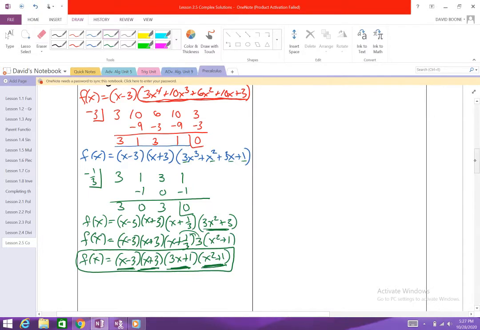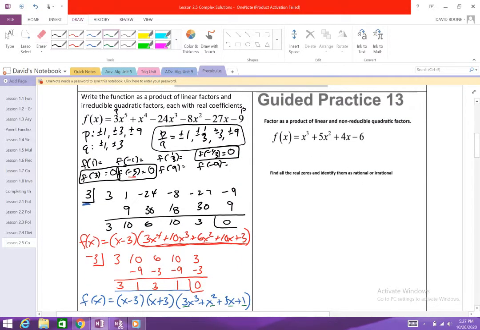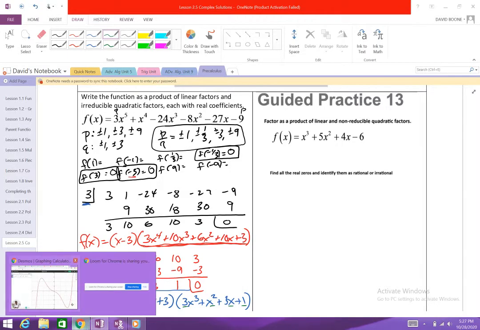All right, so there's an example. Let's see if you can do this guided practice number 13 and see how well you do. So we'll pause the video and come back and see it done and double check your work.